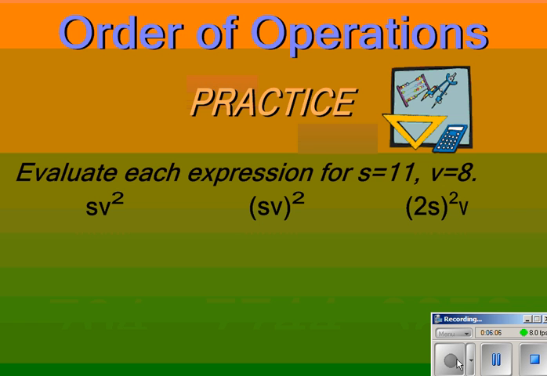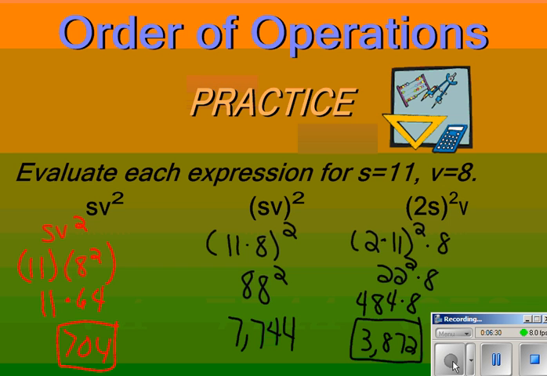All right, I want you to start with each of these expressions. So you're going to solve each of these for s equals 11 and v equals 8. Remember, your first step must be substituting your numbers in for your variables. That is the very first step you should do, and then continue to use the order of operations. Go ahead and do all three, and then come back and check.